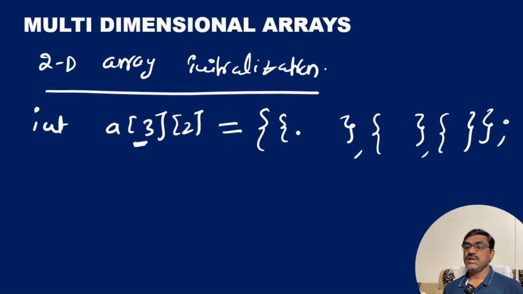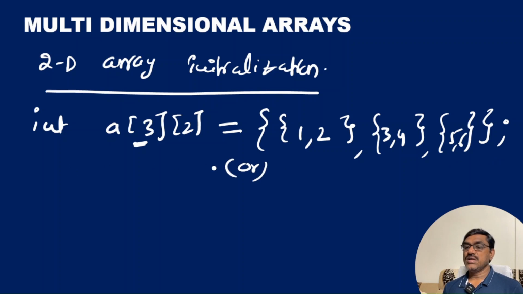This is the first part of 3, second part of 3, and third part of 3. Again, each part is divided into how many elements? 2 elements, meaning 1 comma 2. The second part also has 2 elements. You can use any elements, 3, 4, 5, 6. Like this you can initialize.